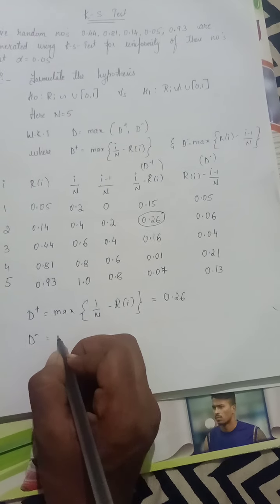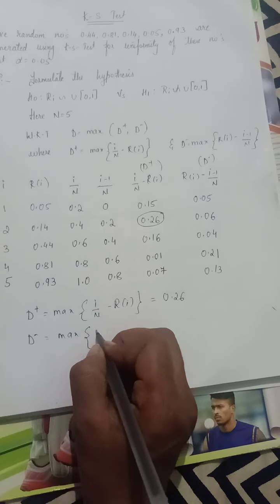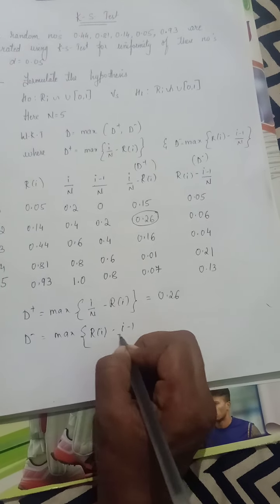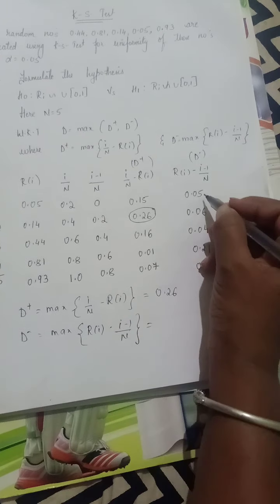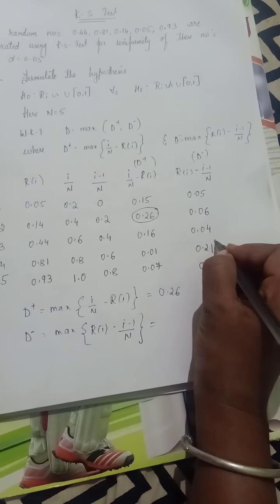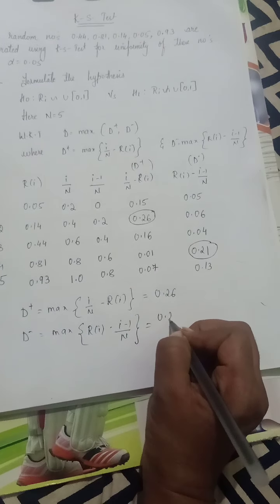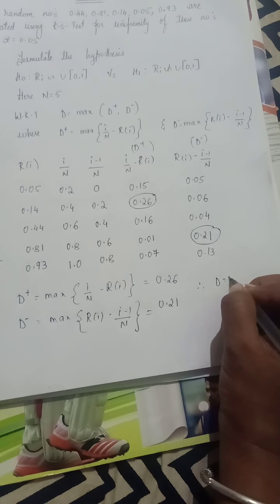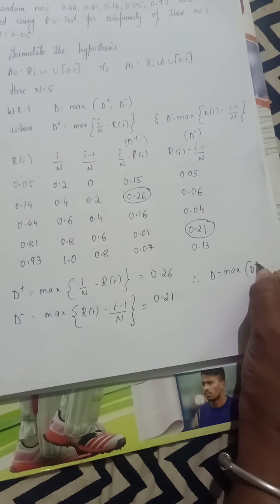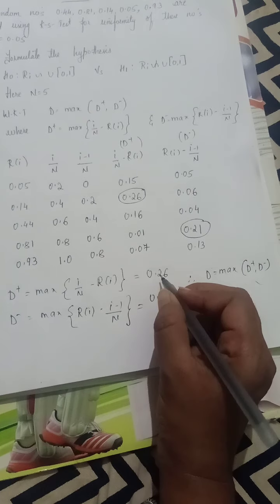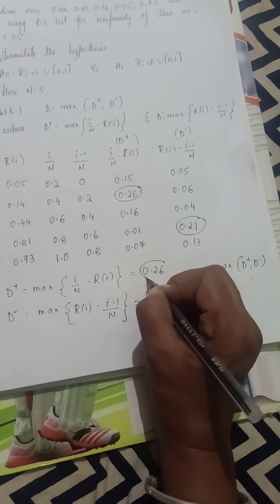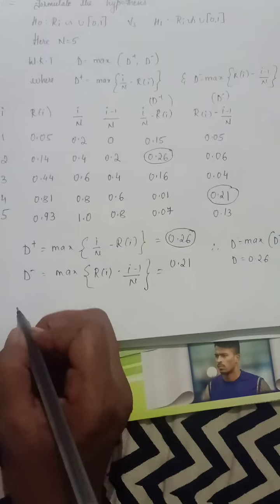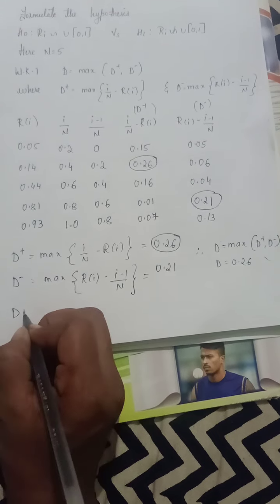Now D minus, that is the maximum of R of i minus (i minus 1) divided by n. What is the maximum value among this? It will be 0.21. Therefore, we need to find the D value. D value is the maximum of D plus comma D minus. The maximum among this one and this one is 0.26. So the D value will be 0.26.